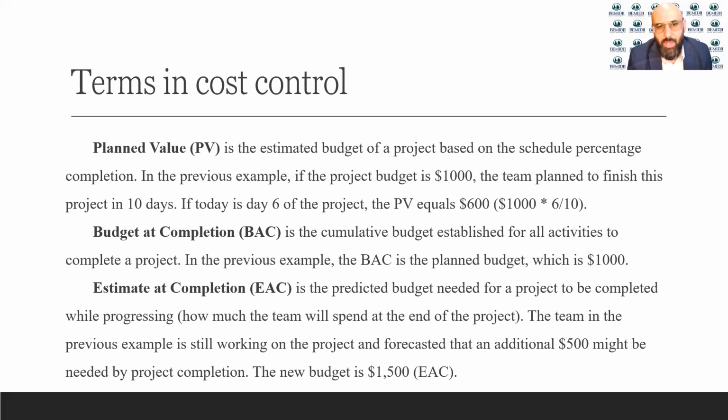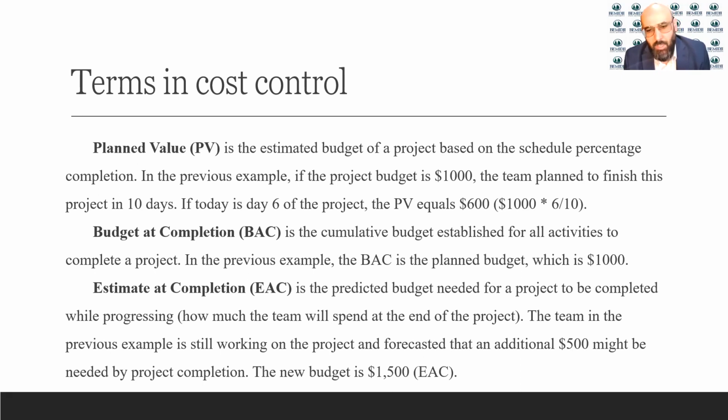So whatever the budget for that project, it is the BAC, the budget at completion. Now moving into the next one, which is estimate at completion. Estimate at completion is the predicted budget needed for a project to be completed while progressing. And this is just an answer for how much the team will spend at the end of the project.